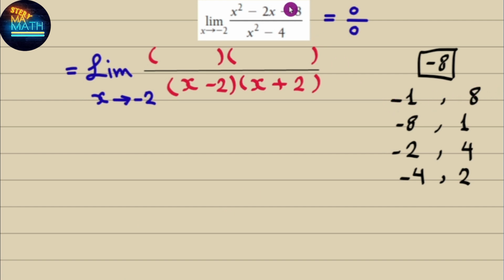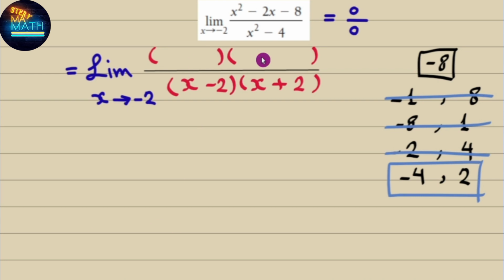They multiply to negative 8, but they don't add to negative 2. 8 minus 1 is 7, so they don't add up to negative 2. So cross out the first one. And the second one the same, because 1 minus 8 is not negative 2. And the third one is 4 minus 2, which is 2, but here in the middle you have negative 2. And the last one is negative 4 and 2, which is right, because negative 4 plus 2 is negative 2. So when you factor, you write down x minus 4 and x plus 2.